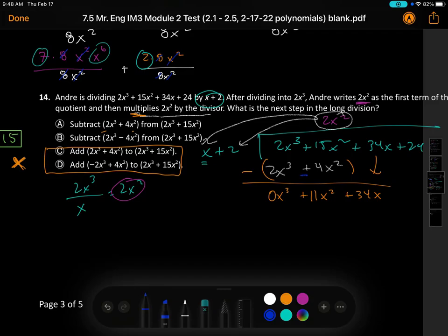You'll notice that this one is a plus, and that one's a minus, and it should be a plus. So our answer is going to be A. 2x³ plus 4x². You're going to subtract that from what's above.